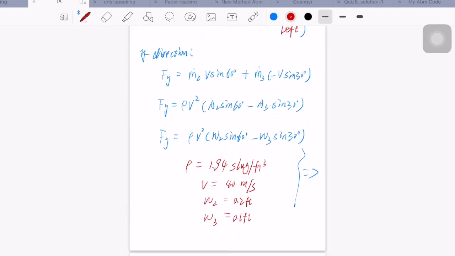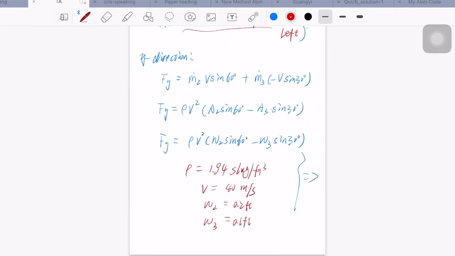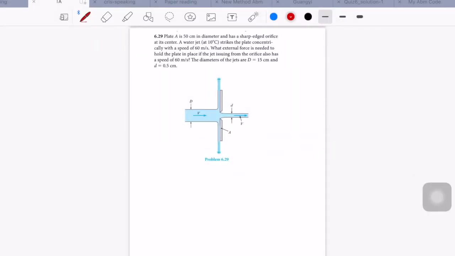So we finished this problem. For the third problem, we need to find the force required to hold the plate stationary. The method is the same as the previous problem. We select the CV first. So this is the CV, and then we sketch the force and momentum diagram.